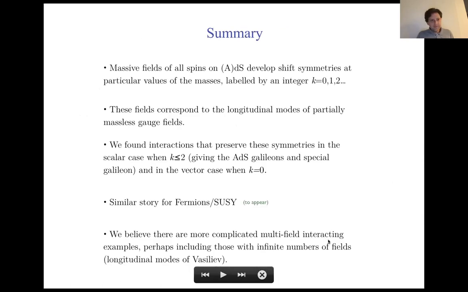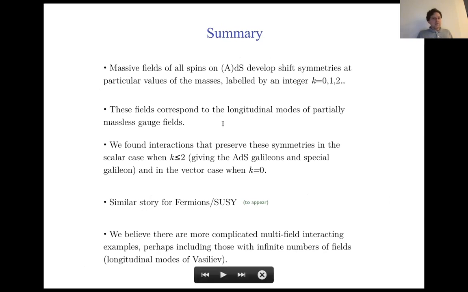Okay, so in summary, we've classified all the massive fields of all spins on AdS that develop shift symmetries at particular values of the masses. And they are labeled by these various depths, which generalize the shift Galileon, special Galileon, and so on sequence. So we've done the bosons. We're in the process of doing the fermions. So there should be a similar story for all the fermions and supersymmetries. So how all these things interplay with supersymmetry is quite interesting, and we're working on that at the moment.